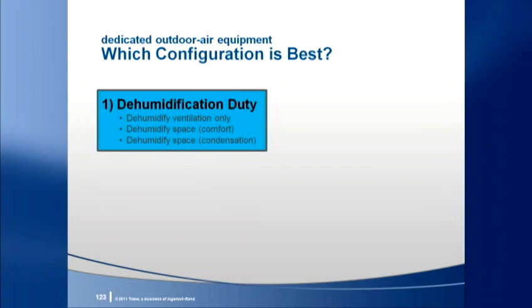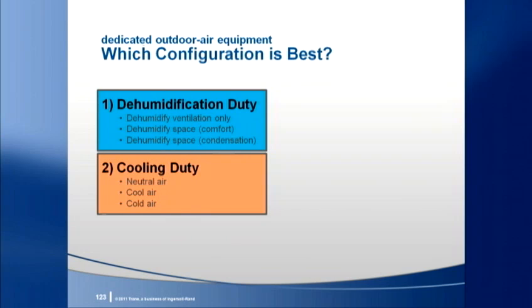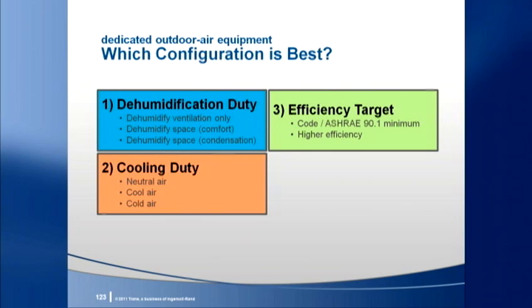discussed to analyze the options on your next dedicated outdoor air system project. Remember, it all starts with determining what leaving air dew point is required. Do you need just to remove the ventilation load, or do you want to also remove the space latent load? Can you take advantage of the cold, dehumidified air to remove some of the space-sensible cooling load? Or do you want the air reheated to neutral? Do you just want to meet code, or are you striving for higher levels of efficiency?